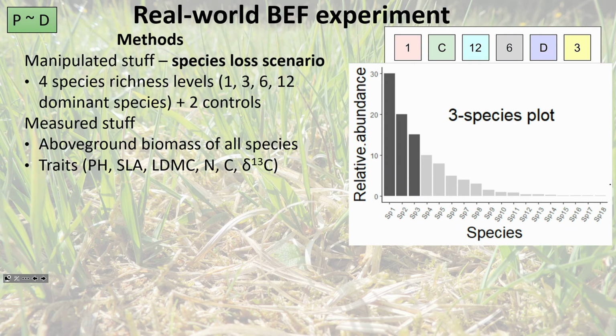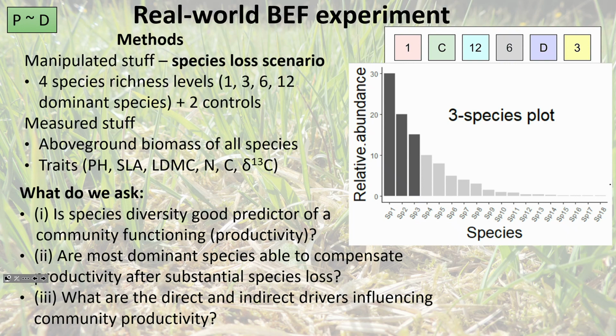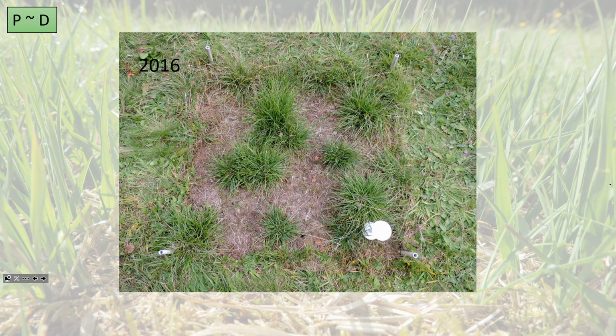And for the purposes of this talk, we took above ground biomass of all species and measured also some traits and asked a very simple question: if species diversity is a good predictor of community productivity assessed via biomass. We also asked if dominant species are able to compensate for the species loss, if 1 dominant can compensate for a loss of other 40 species, because it's a very species-rich community, and if there are some indirect drivers influencing this relationship.